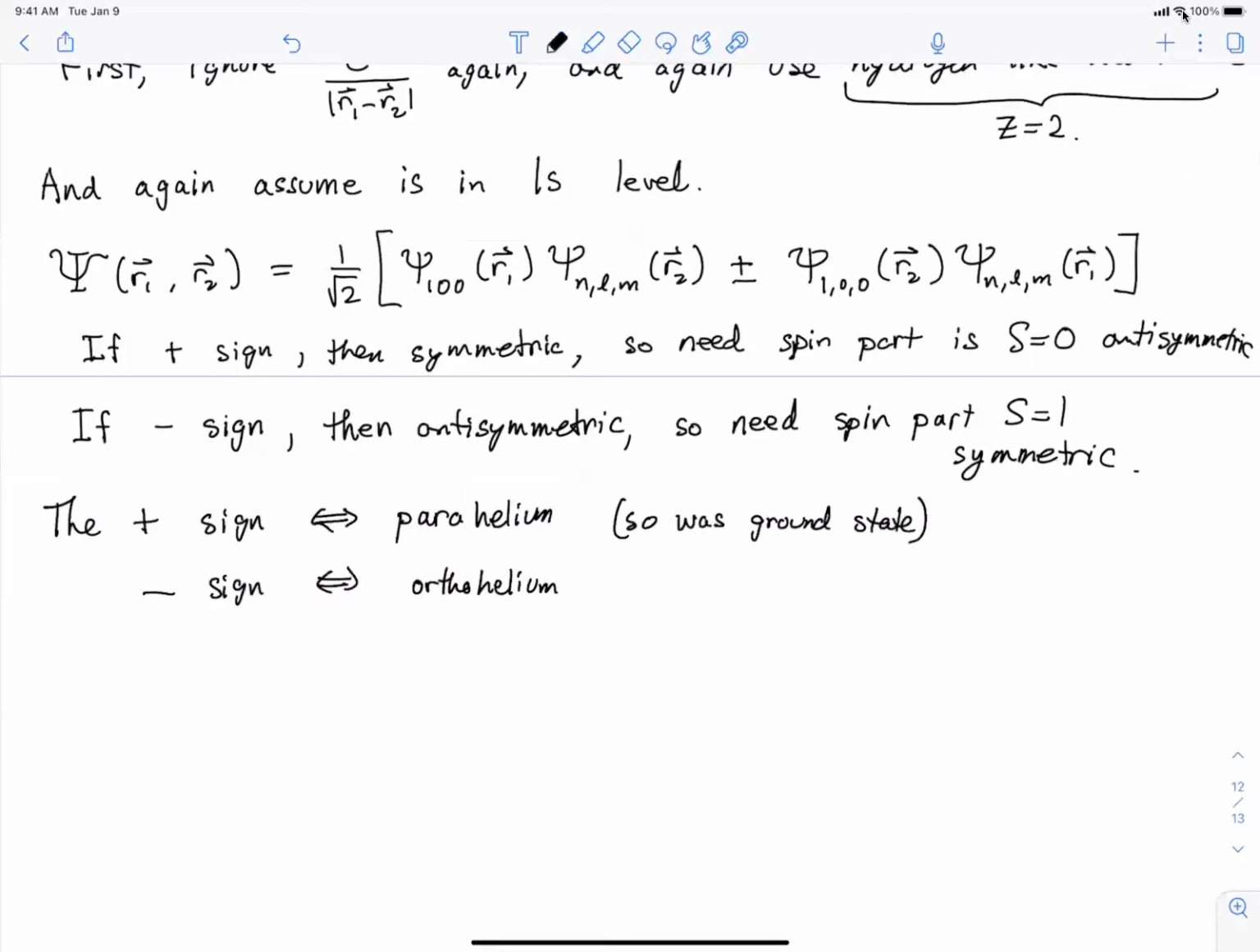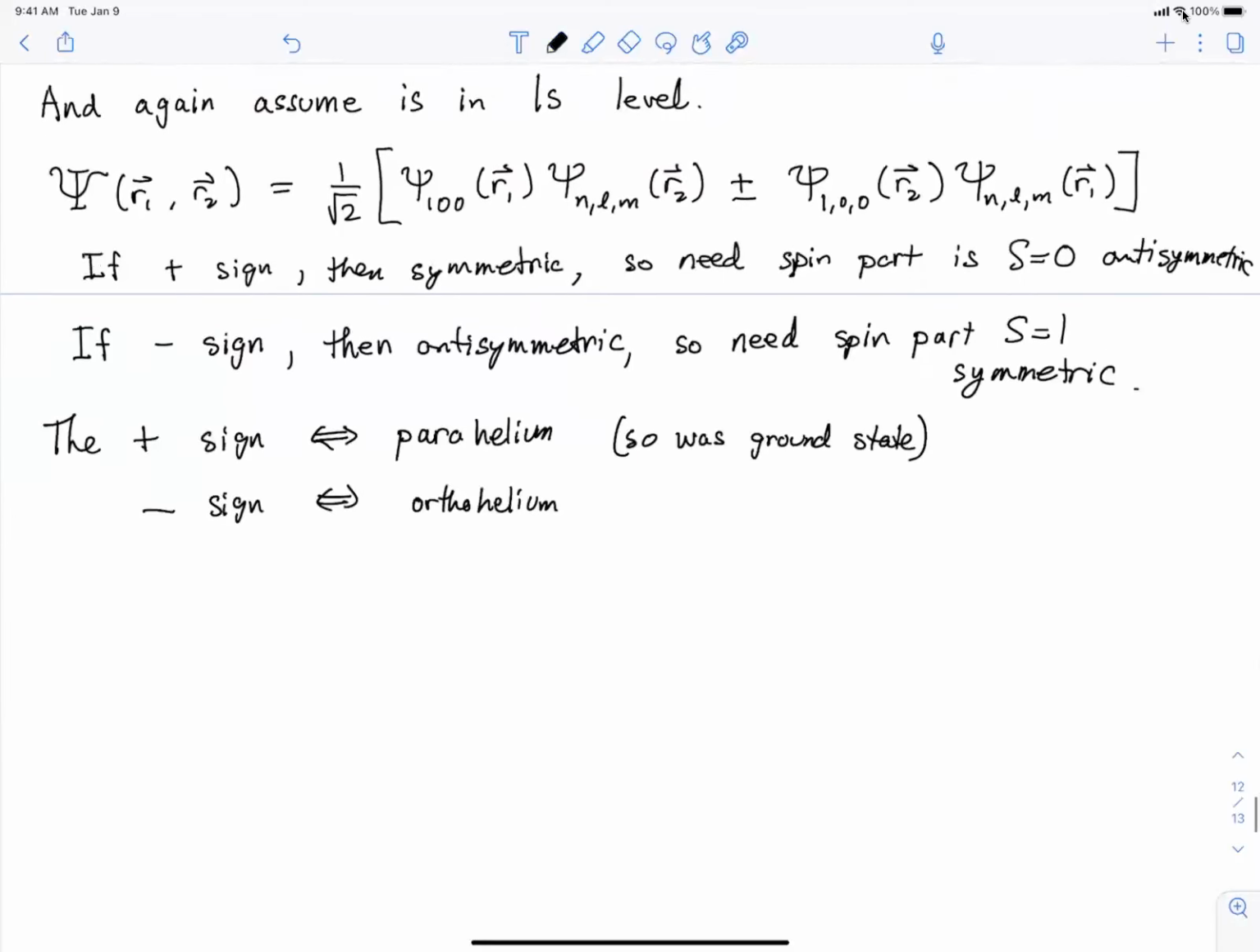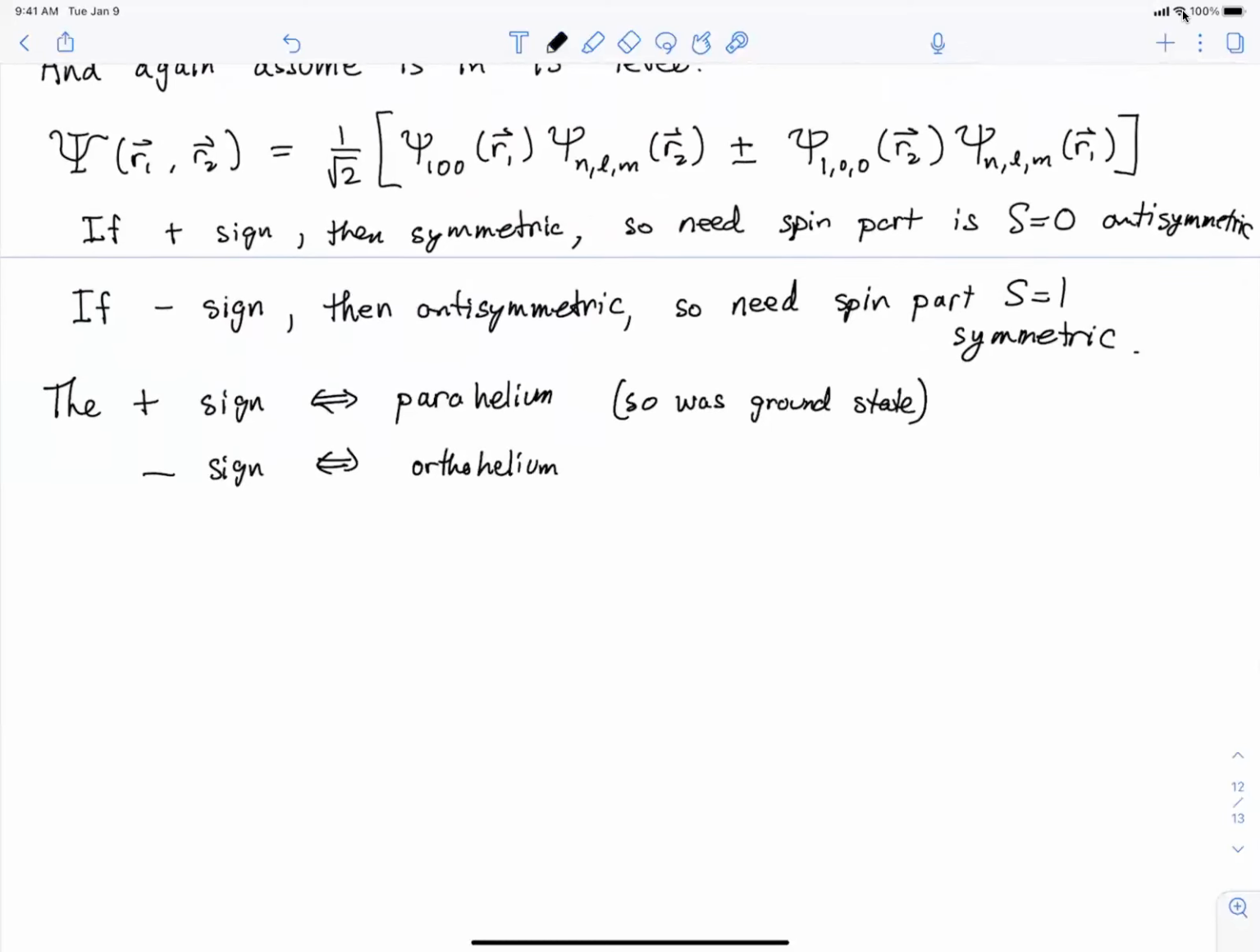Okay, and the ground state could not be orthohelium, is one thing we learned from that. Okay, now let's suppose we're going to do perturbation theory on this. Or let's say we're going to do the variational principle, but we're just interested in the part of the variational principle energy that comes from the first part of the Hamiltonian, the part we didn't ignore yet. So in both cases, the unperturbed energy is just the sum of the energy of the 100 plus the NLM.